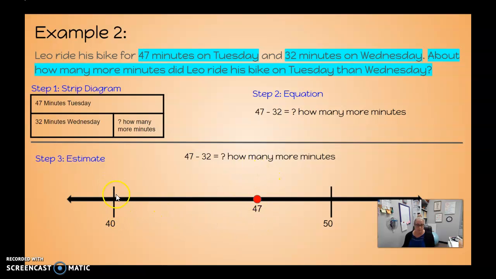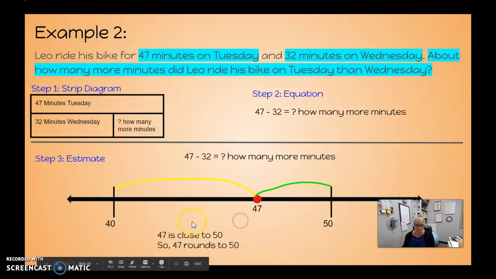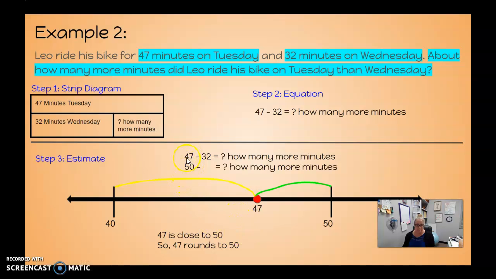Then I'm going to draw my lines from 40 to 47 and 47 to 50, and I'm going to see which one is shorter. Well, which line is shorter, the yellow or the green line? If you said the green line is shorter, you're correct. So that means that 47 is close to 50. So that also means that 47 rounds to 50. So again, I'm going to write that up here to help me remember 47 is close to 50.